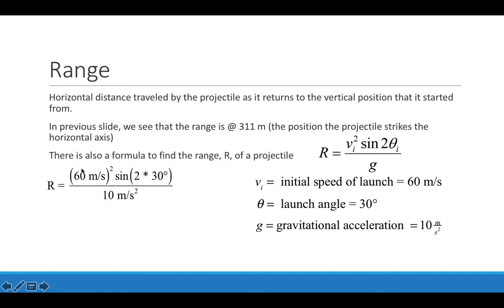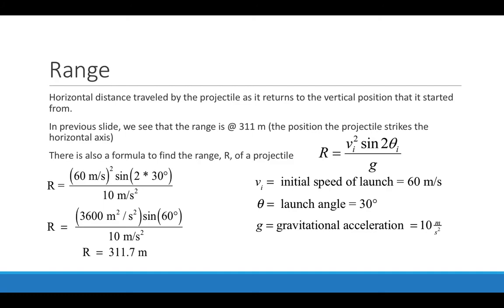So if I plug in, I have to square the 60, sine of twice the angle, so this is going to be sine of 60, divided by 10 meters per second squared. And when I plug those values in and divide, and I cancel out my units, I'll end up getting meters. The meter cancels one of those, the second squared will cancel, and I get 311.7 meters. So my conceptual graphical representation for projectile motion is agreeing with the formula that I have for the range of a projectile.